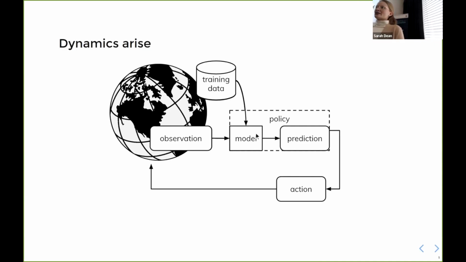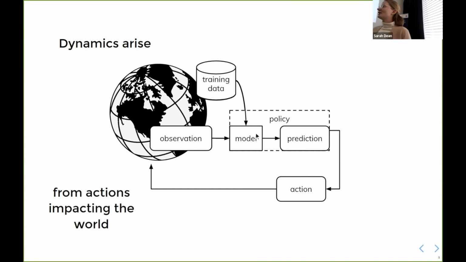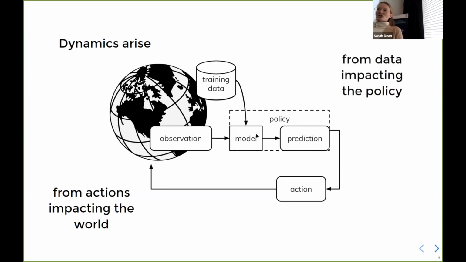And what are the dynamics here and why do they arise? I want to make a distinction. Some of the dynamics arise because the actions we take impact the world, right? Sometimes we are directly changing the world via an action from a machine learning-based algorithm. But there are also dynamics that arise just because of additional data collected impacting the model and therefore the policy, right? So there are these two types of impact that both cause changes over time.